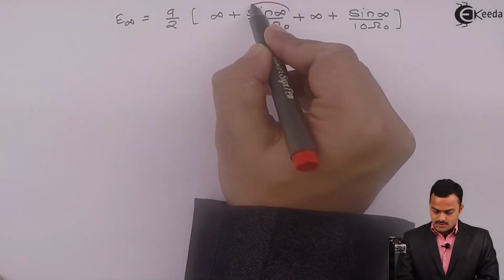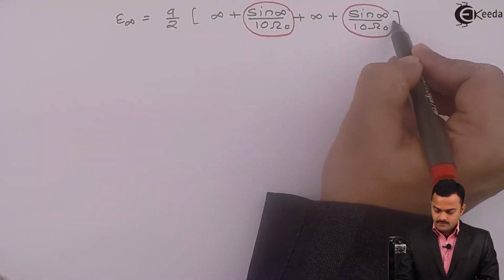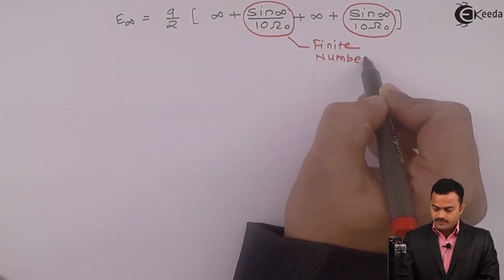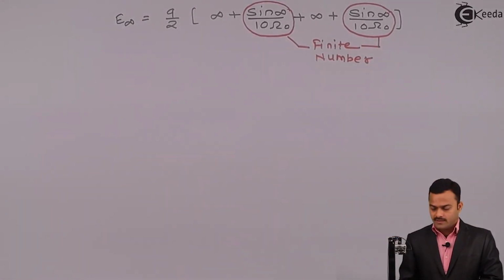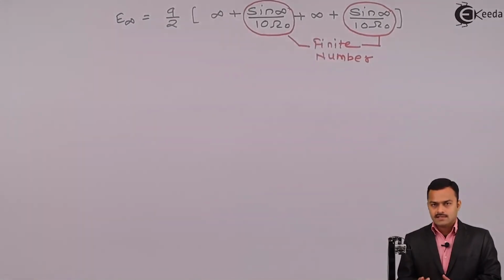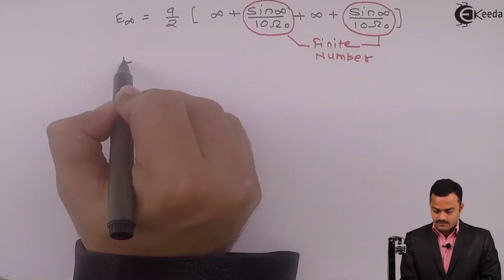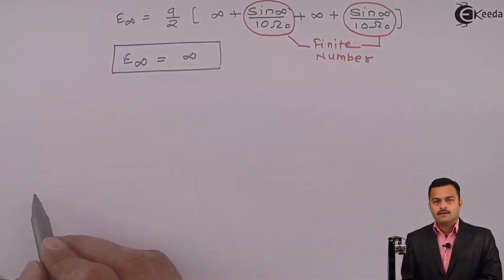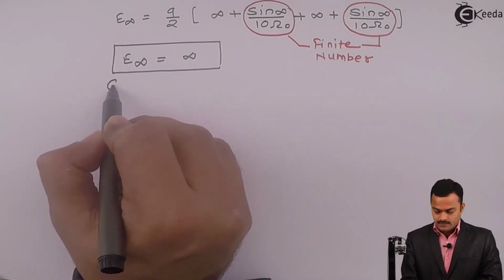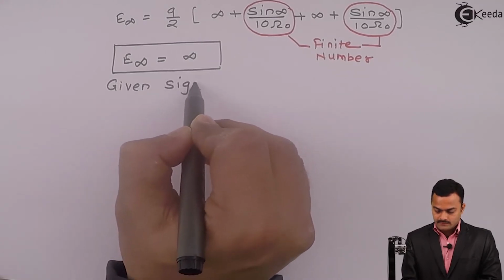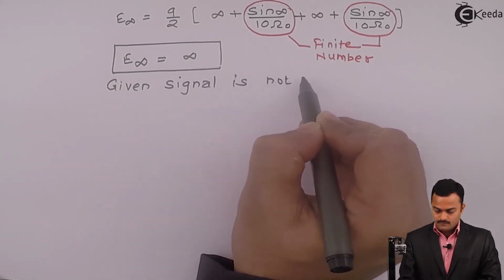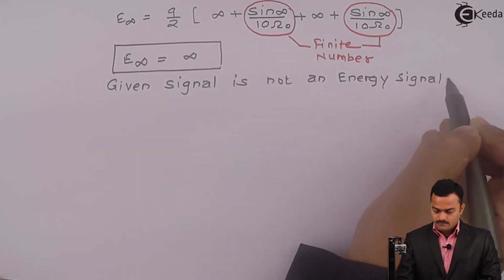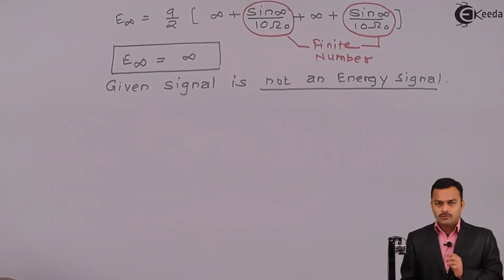Now, the sine of any angle, whether it is infinity, will always give you a finite number. This cannot go to infinity. So basically, these two terms are finite numbers, but infinity is introduced. So in the end, the whole expression will become equal to infinity. And I can say, since energy is not finite, the given signal is not an energy signal. So we need to find the power of the signal.